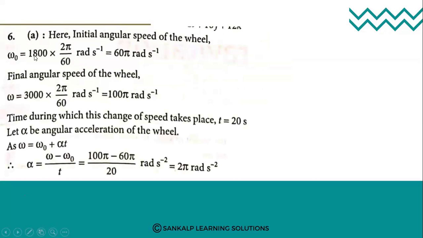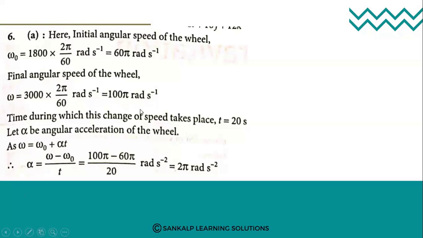So first, when it is 1800, the initial angular speed is given by 1800 into 2 pi by 60. Here we are calculating the angular speed, so first convert from rotations per minute. So 1800 into the conversion factor 2 pi by 60. Here the zeros will get cancelled. 6 ones are 6, so that is 60 pi radian per second. The final angular speed will be 3000 into 2 pi by 60. So it will be 100 pi radian per second.